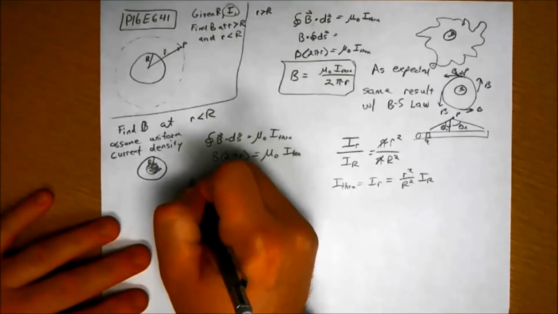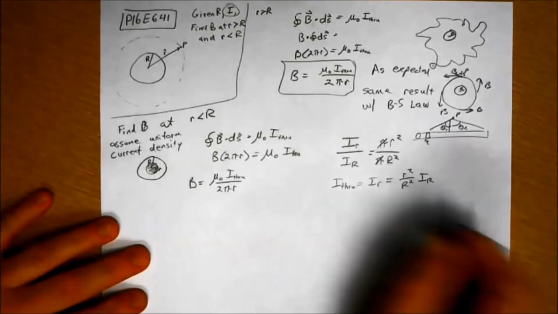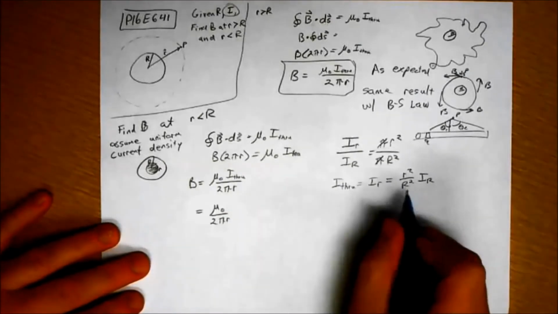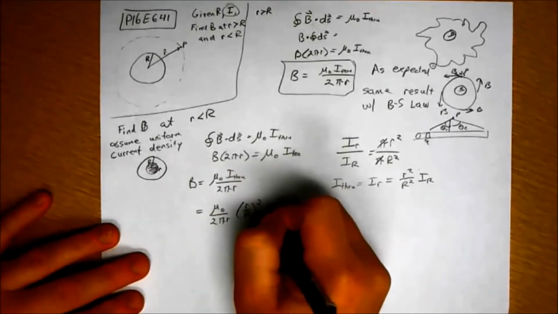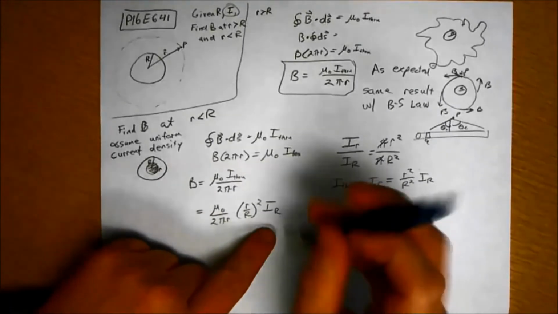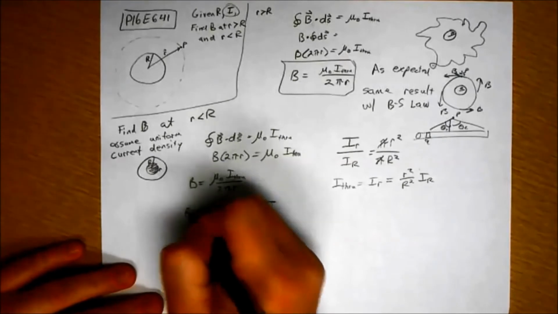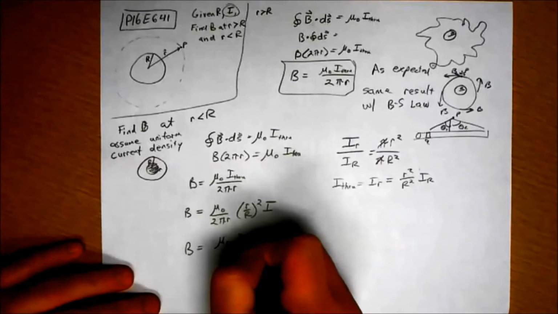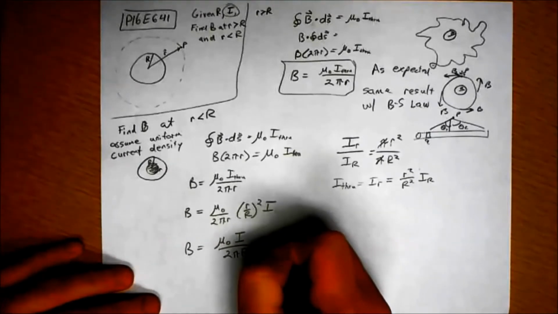So then I can say B is equal to mu naught I through over 2 pi r, which is equal to mu naught over 2 pi r times I through, which is r over R squared. I just rearranged that. Times the total current, I sub big R, I'll just call it I, because that's what we're given and asked for in the problem. Okay, so I can simplify some stuff. B is equal to mu naught I over 2 pi R squared times r.